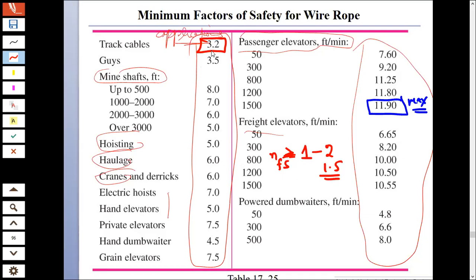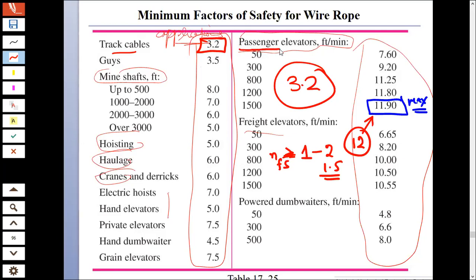लेकिन in the case of ropes, the factor of safety is really high. यानी ये देखें, ये ट्रेक केबल्स के लिए वी आर टेकिंग दिस 3.2, which is a very high factor of safety in general. ठीक है जी। अच्छा, and on the other hand, this is almost 12. So your factor of safety is 12 over here. Now what does this mean? Why are we using 12 factor of safety? Because this is a passenger elevator.